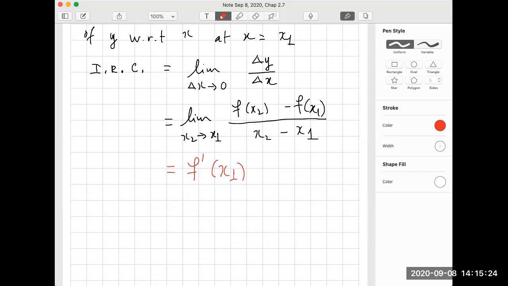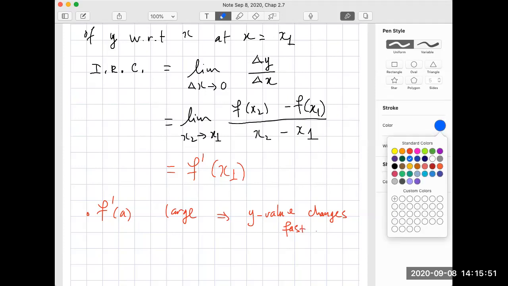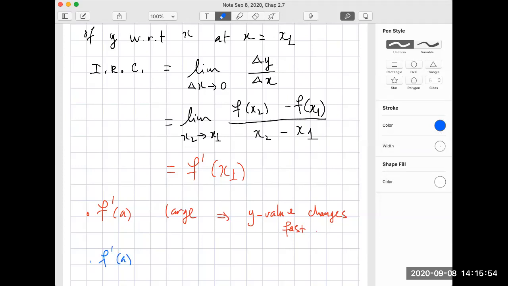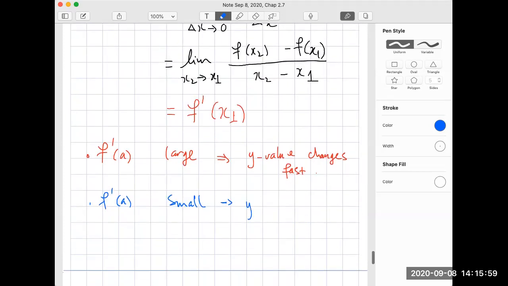So we see that if f prime at a is large, this implies the y value changes fast, right? Or if f prime at a is small, then the y value changes slowly.